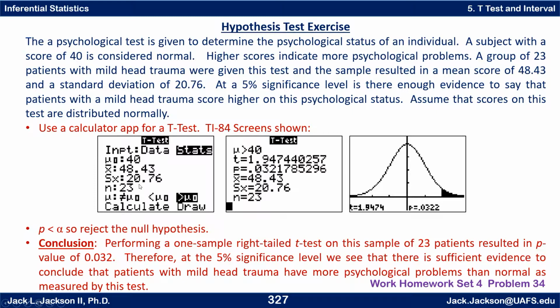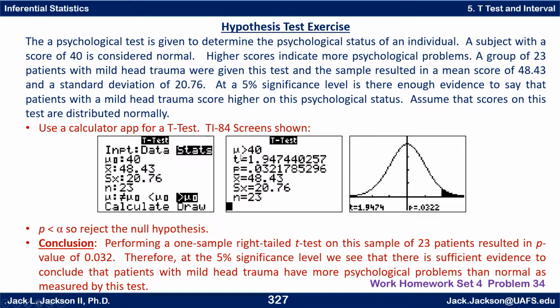So we put in 48.43 there. The standard deviation of the sample we were told was 20.76. It's a right-tailed test, so we choose greater than mu naught, and then we just calculate. N was 23. Calculate or draw. Calculate gives you this screen. Draw gives you this one. The draw illustrates the p-value as an area, tells you what it is, 0.0322, and it gives you the t-star test statistic. The main thing we need to know is p, so that's just fine if you want to do that.